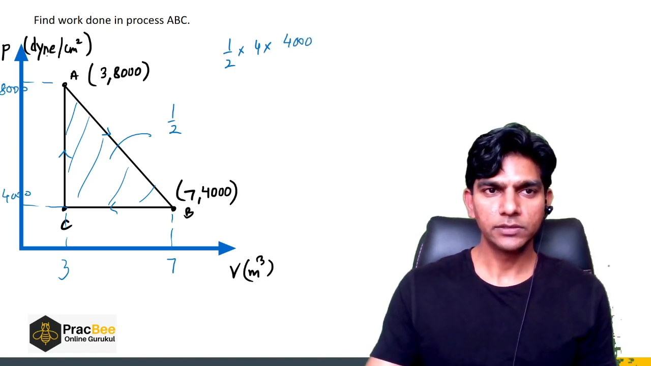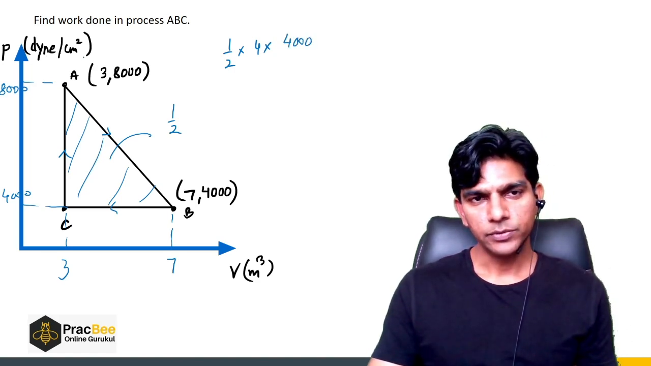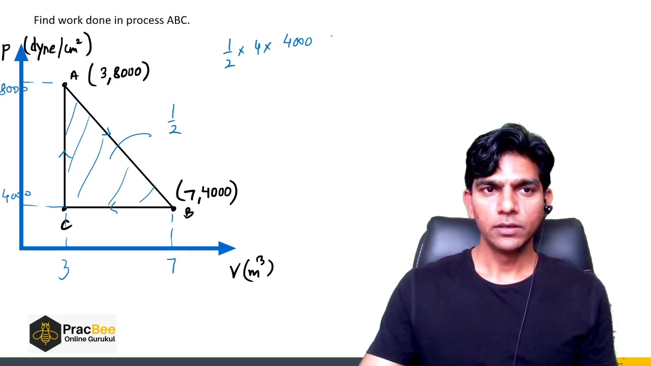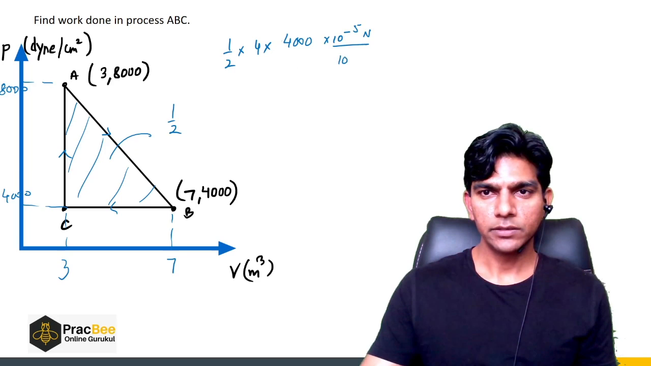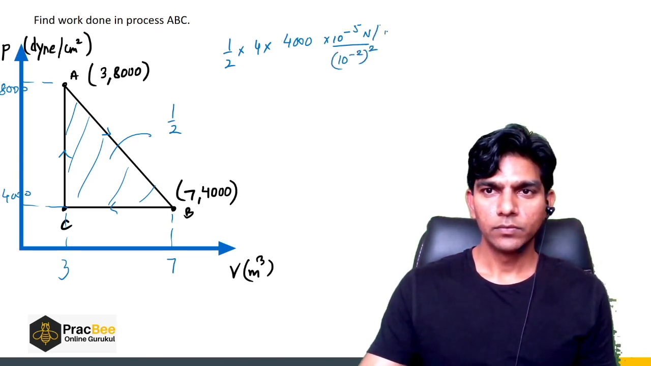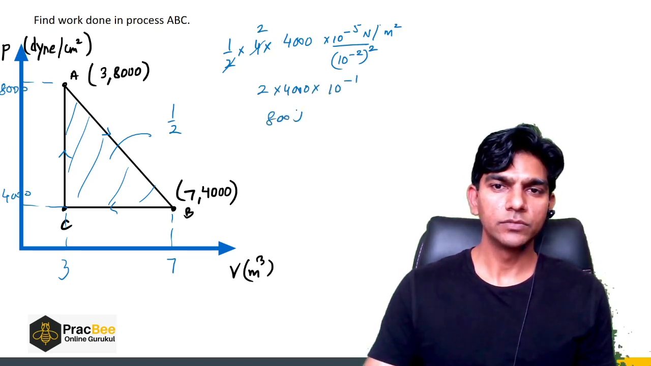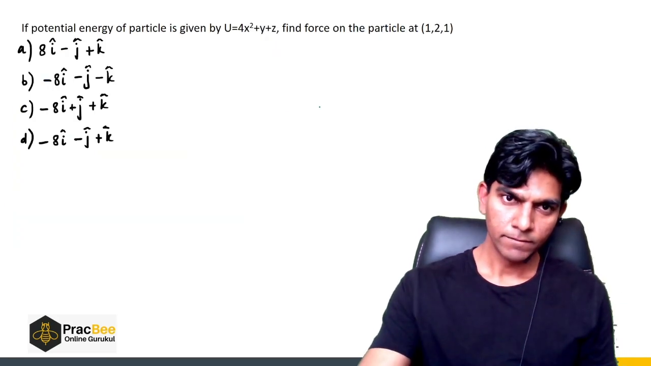Let me convert this dyne per centimeter square into the SI unit. So one dyne is 10 raised to power minus 5 Newton, and 1 centimeter is 10 raised to power minus 2 meters. So this should be in SI units. So this comes out to be 2. So we have 2 times 4,000 times 10 raised to power minus 1. So the answer is 8,000 joules. So that is the work done.